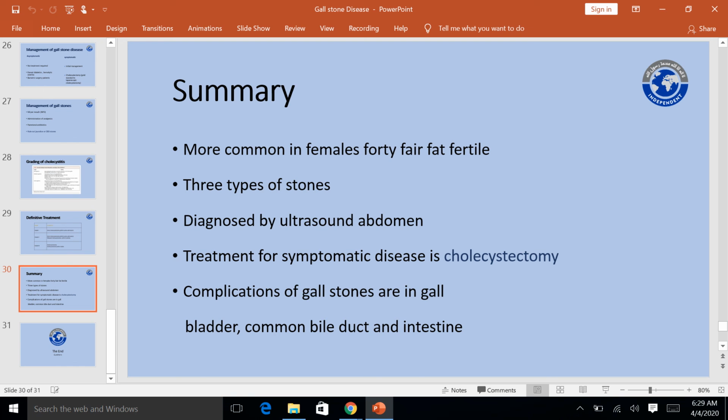In our country, the pigment stones are more common, and the gold standard investigation is transabdominal ultrasound, and the treatment is cholecystectomy. There is no medical management for cholelithiasis. The complications are multiple: in the gallbladder like cholecystitis, mucocele, and empyema, in the common bile duct like obstructive jaundice and cholangitis, and in the intestine it can be small bowel obstruction due to gallstone ileus.